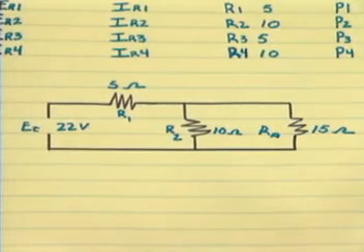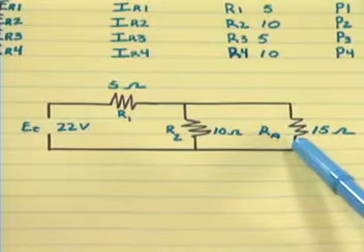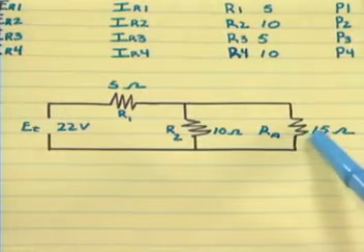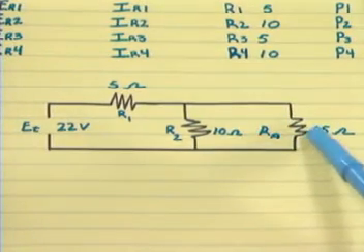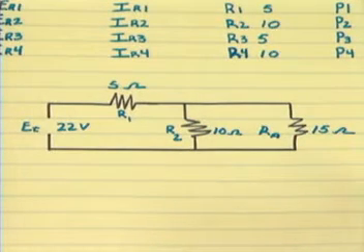Looking carefully at this circuit, you can see that R2 and RA are connected in parallel with one another. This combination is also connected in series with R1. Therefore, to simplify the circuit further, calculate the equivalent resistance of R2 and RA.